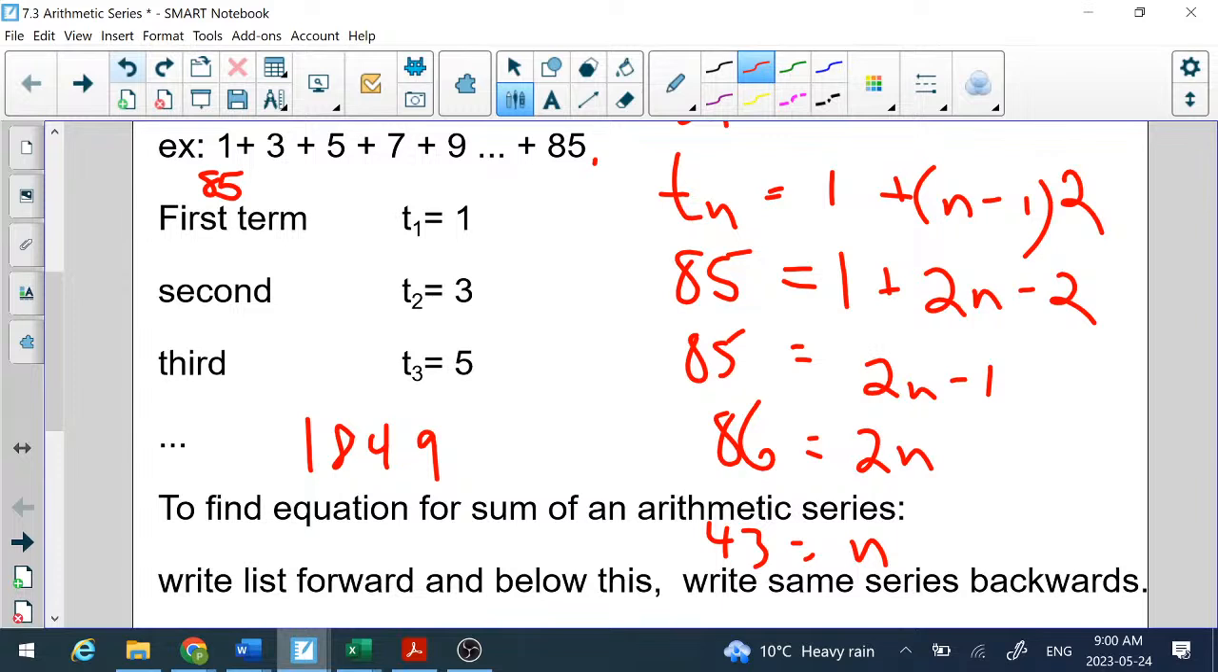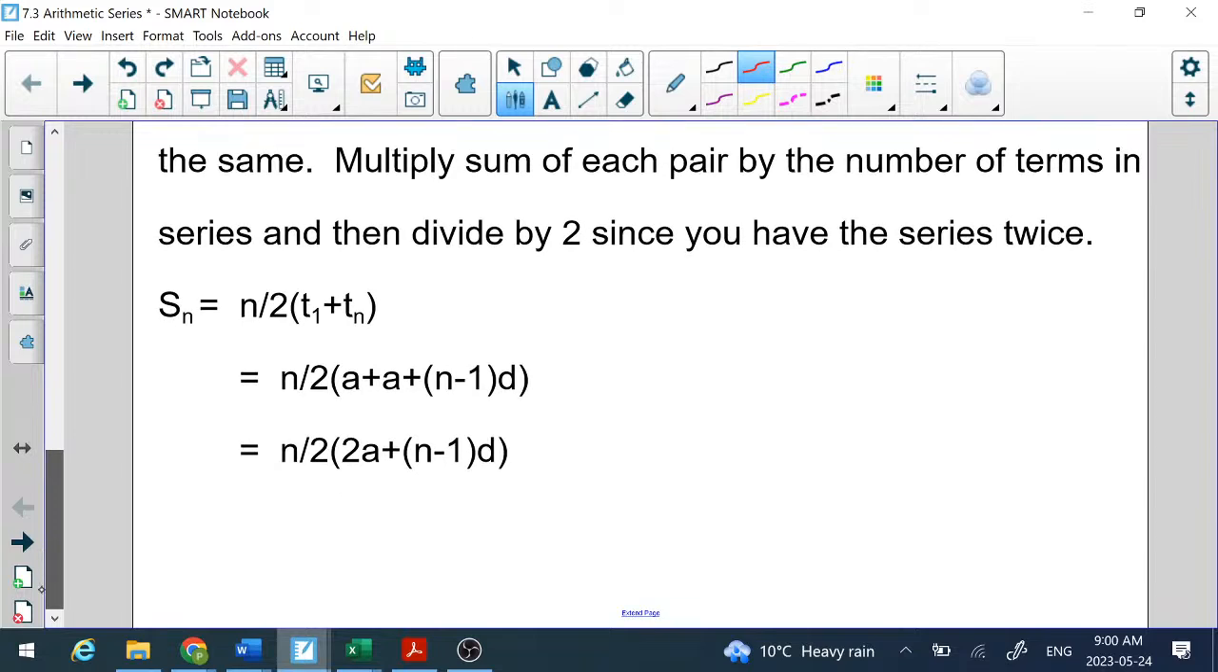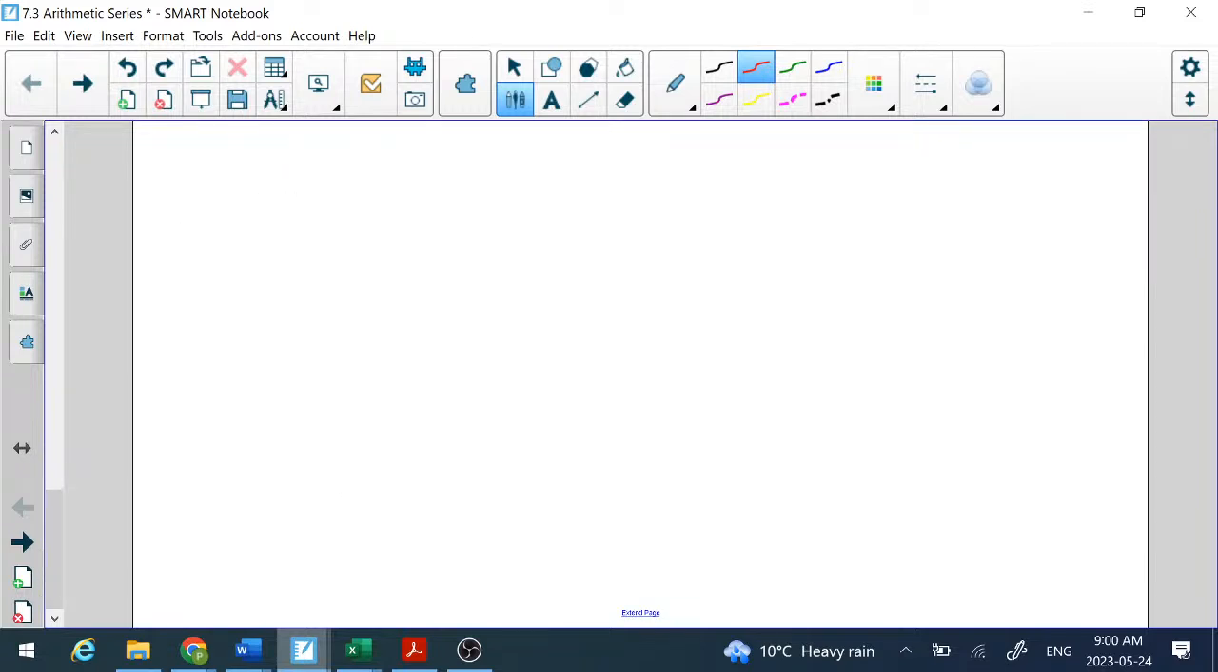Am I always going to divide by 2? Yes, because I'm writing the list twice. So when I add all those numbers together, I'm getting twice the answer. So I've got to divide it by 2. So let me give you another example. And we'll come back to this in a second.